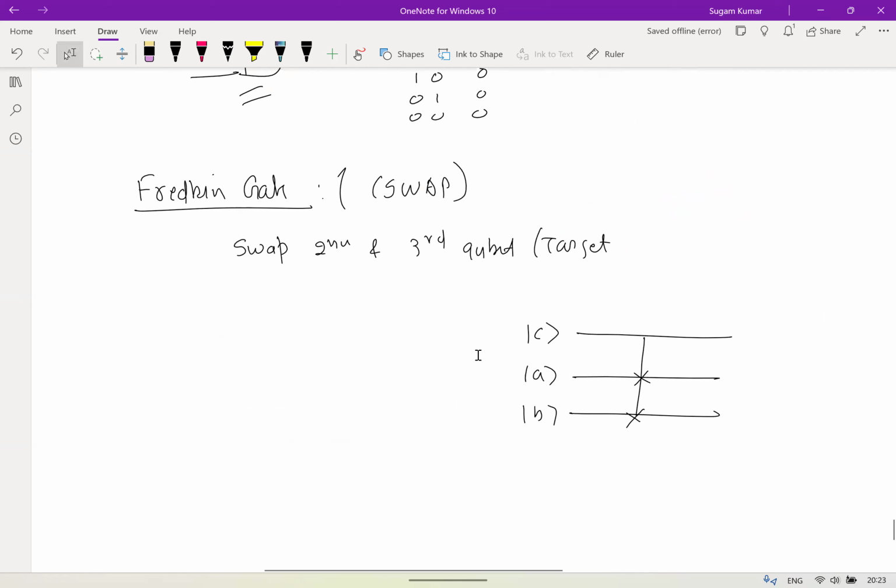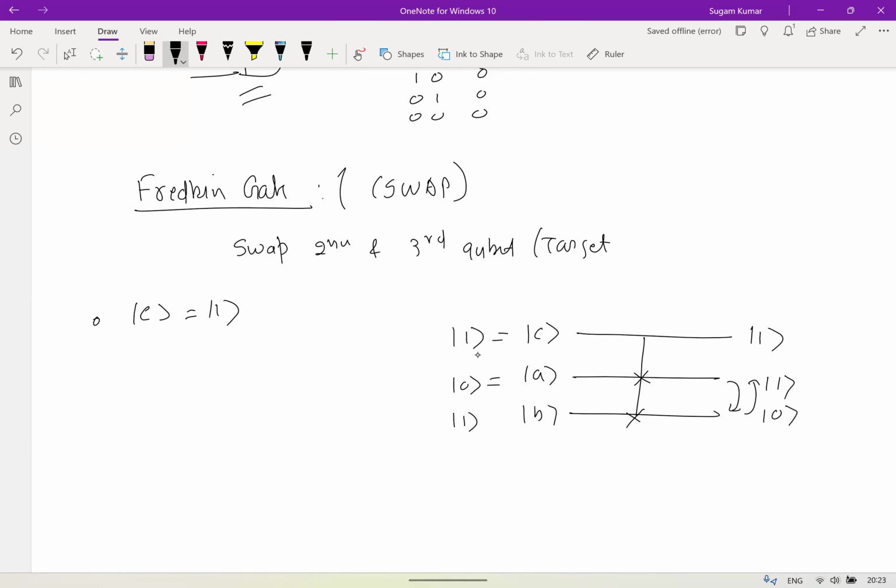So this is the symbol for this, and it is again just what you will do. If you look at the procedure, it will check the first qubit. That is a control bit. If the control bit is, let us say, 1, then it is going to swap these two. So let us say this is 1, this is 0, and this is 1. Then it remains 1, this becomes 1, and this becomes 0. They are swapped.